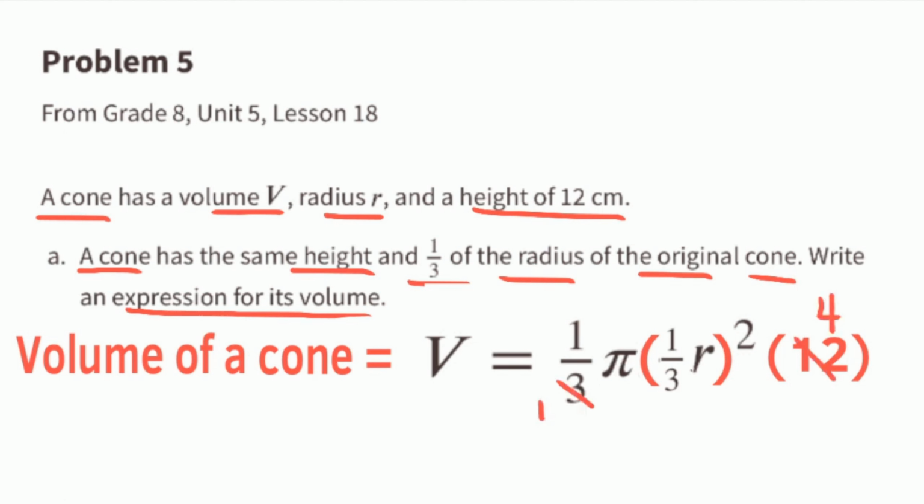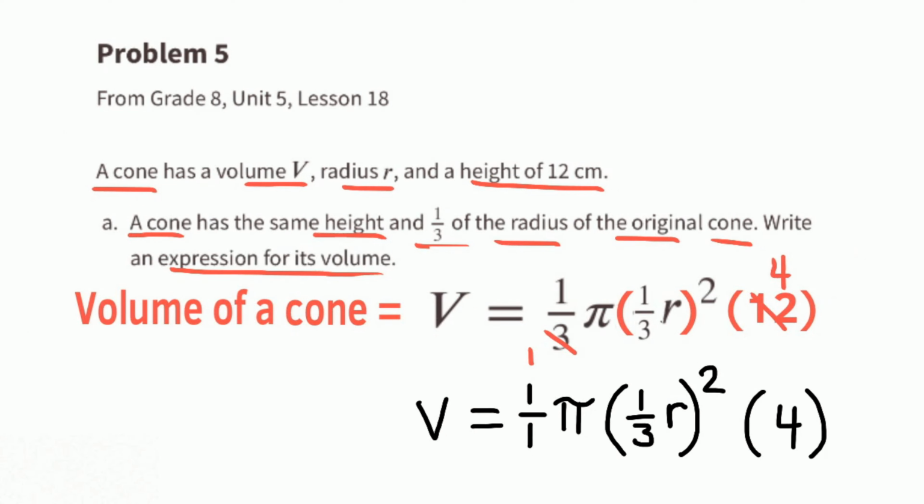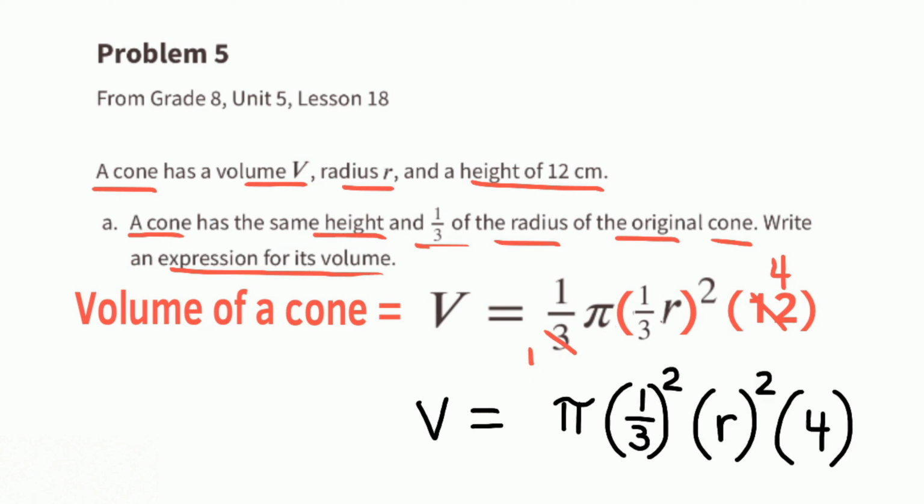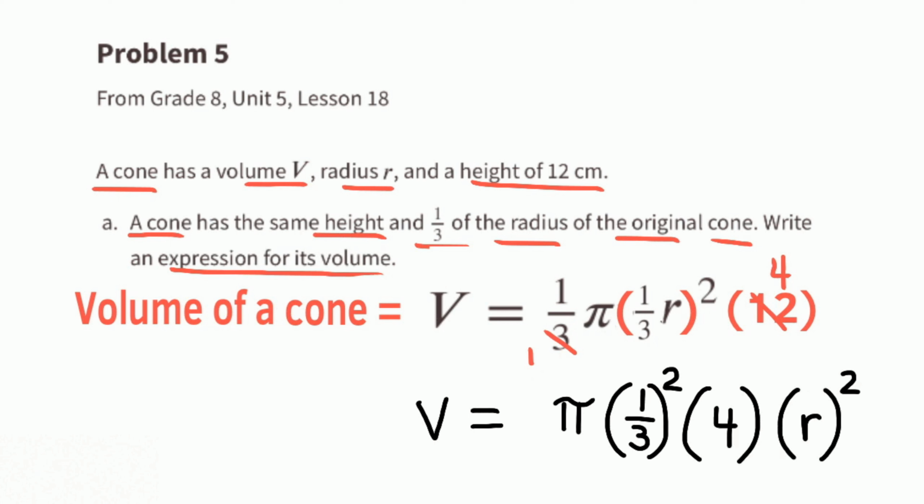1/3 of 12 is 4. Let's look at the 1 over 1 times pi. That's the same as 1 times pi, or pi. We can rewrite 1/3 r squared as 1/3 squared times r squared. Since the order doesn't matter, we can move r squared to the end. 1/3 squared, or 1/3 times 1/3, is 1/9. 1/9 times 4 is 4/9.